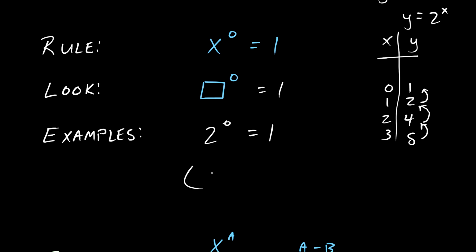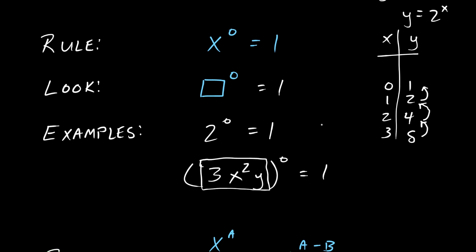So even if I have a whole bunch of stuff, let's say 3x squared y, and it's raised to the 0 power, I basically have this whole thing in a group raised to the 0 power, so it's equal to 1. And there are other ways to look at this. This is just one view.